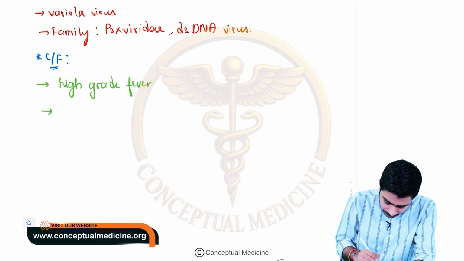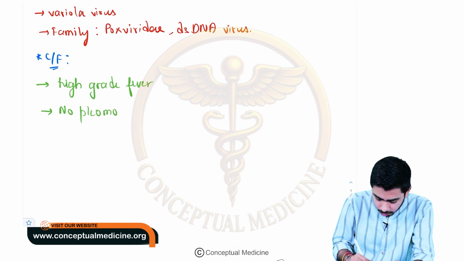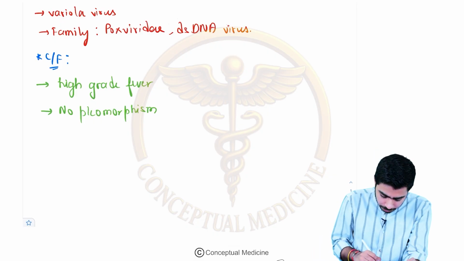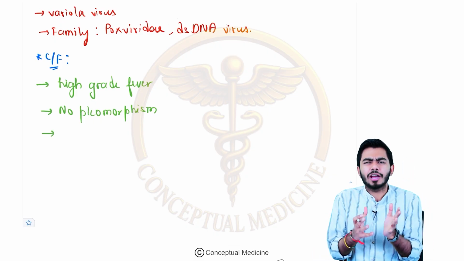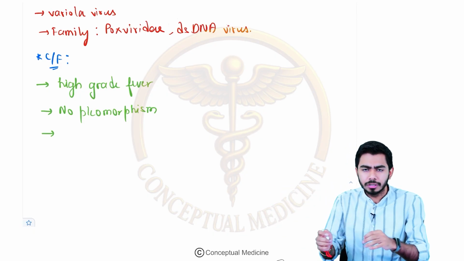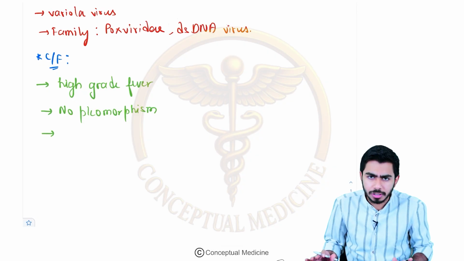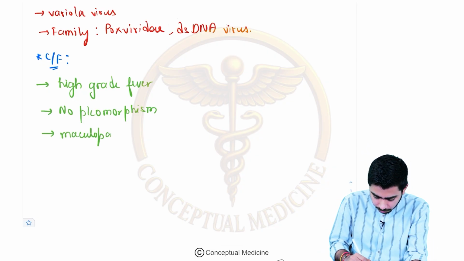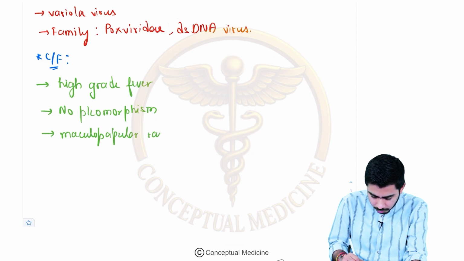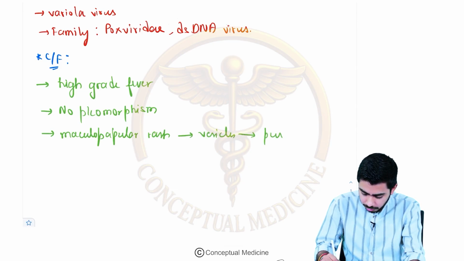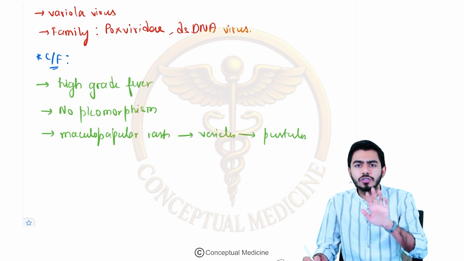So smallpox is not showing pleomorphism. The next point is that it shows a maculopapular rash first of all. Then it will show vesicles, then it will show pustules. So at one time, only one kind of rash will be seen on the body surface. First it might show the maculopapular rash, then the vesicle, then the pustules, but at one time only one kind of rash will be seen.